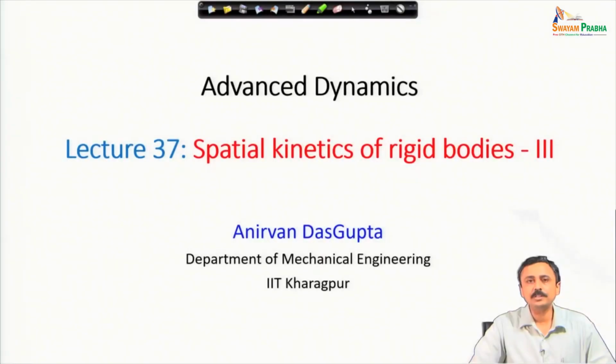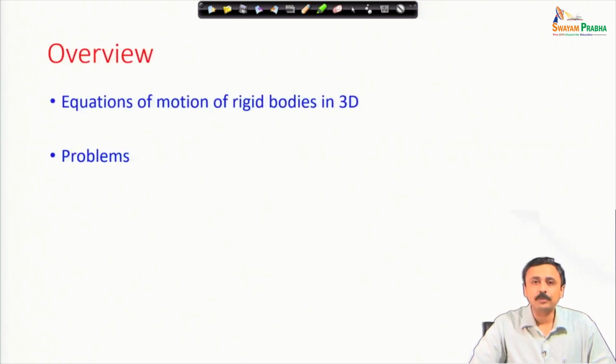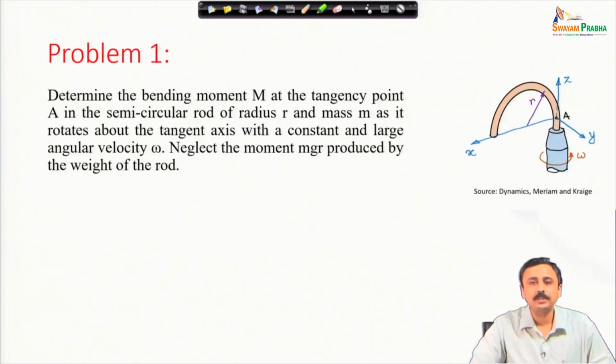We will continue our discussions on spatial kinetics of rigid bodies and look at some further problems that will demonstrate the applications of the equations of motion that we have derived in previous lectures. The first problem that we will look at is again taken from the book of Meriam and Craig.